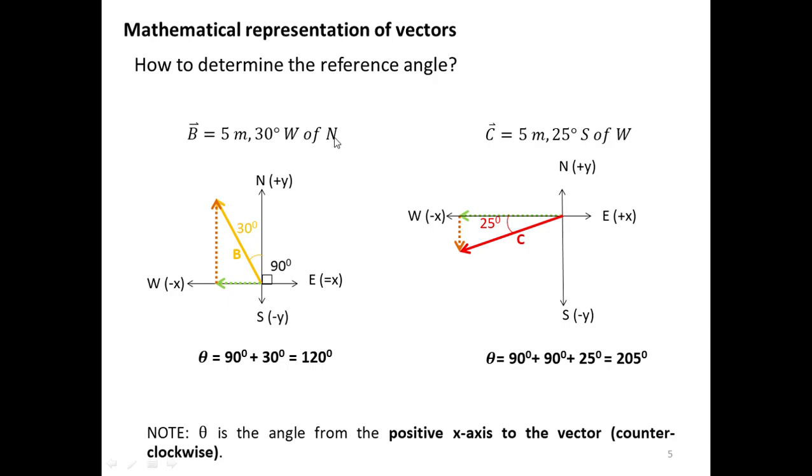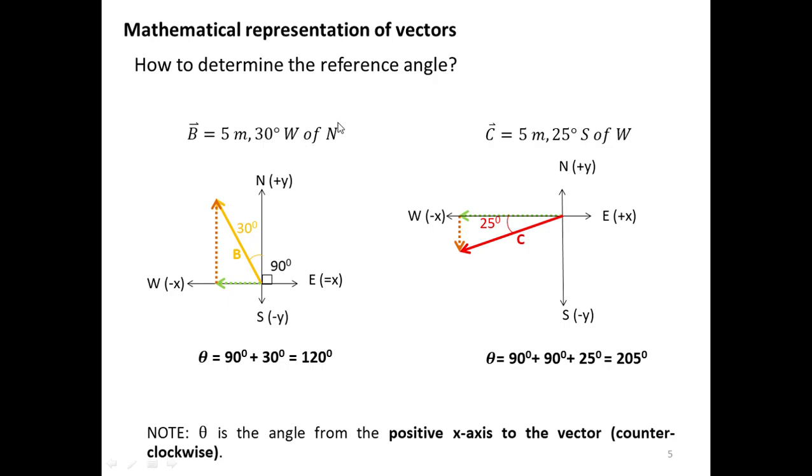So how do we measure the reference angle of this vector? First we draw the Cartesian coordinate, as you can see here, and then we draw this vector. So we have 5 meters, so we draw an arrow. We should represent 5 meters here in our direction. If you have a ruler, you can represent 5 meters by 5 centimeters, or you can also use 5 inches as long as you have a proper scaling. So here we represent our 5 meters by 5 cm, and then 30 degrees west of north.